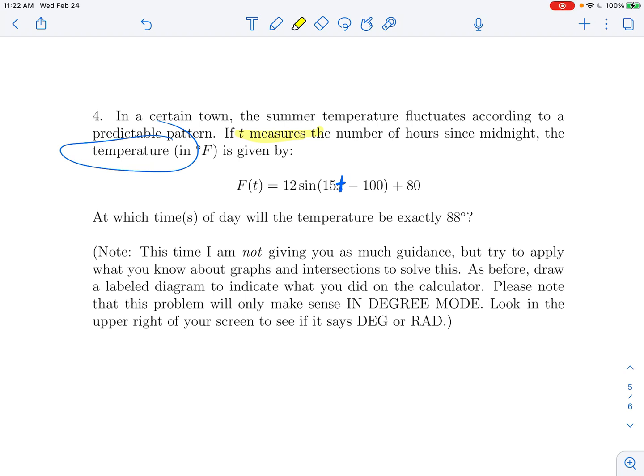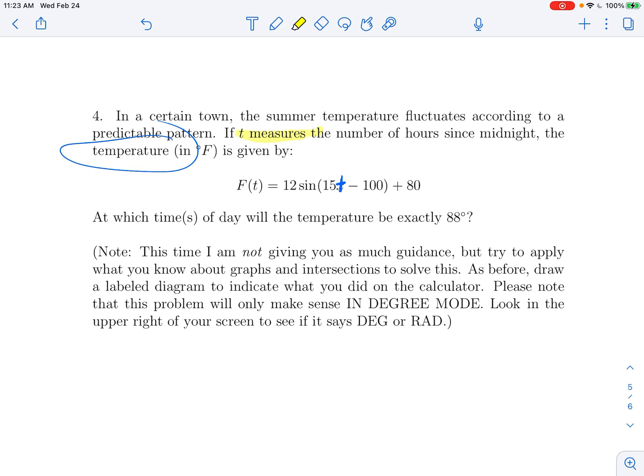So I'm going to just start a new document. And let's put a graph on here. So I'll graph this function, and it is 12 sine of 15, I have to call it x to graph it, minus 100 plus 80.